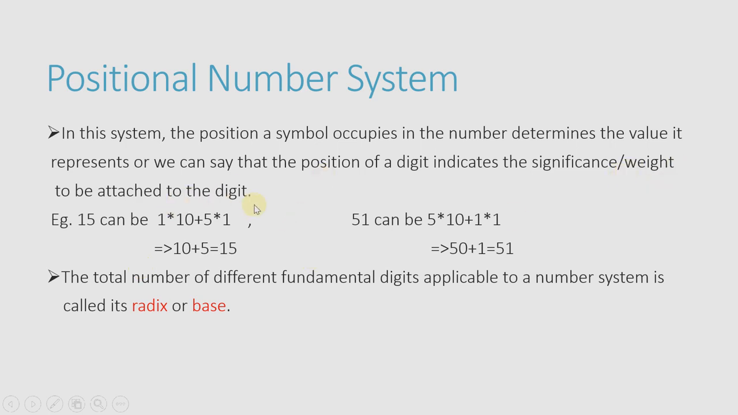Now the main thing is to know what the radix or base is in a positional number system. The radix or base means the total number of different fundamental digits applicable to a number system. It means to represent a number in a number system, the total number of digits we are using to represent that number is called the radix or base. So in the whole session we are going to learn about the positional number system.